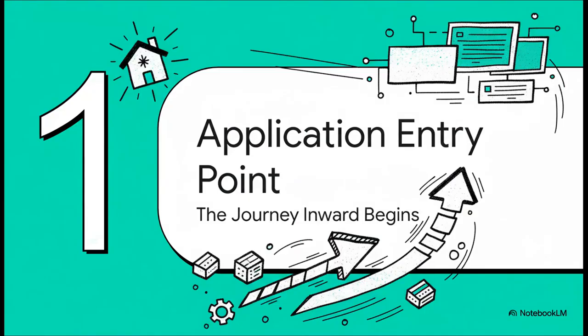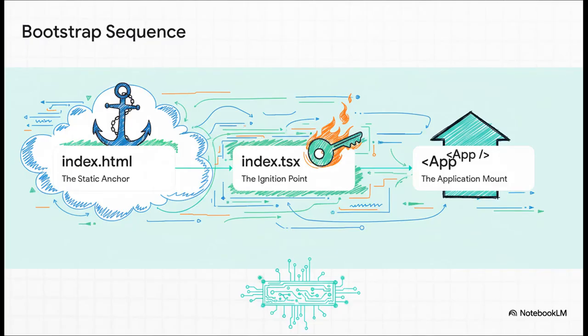To really wrap our heads around how this works, we're going to take a quick tour of the project. We'll start right where you'd expect, the application entry point. This is where our little extension first sparks into life. Every React app has to start somewhere, and this one's no different. It's a pretty classic three-step dance. First, you've got your plain old index.html. That's the static anchor, the physical file that the host platform is told to load. Then, index.tsx jumps in as the ignition point. It kicks off the entire JavaScript party. And finally, everything gets neatly mounted inside our main app component. Simple, clean, and gets the job done.